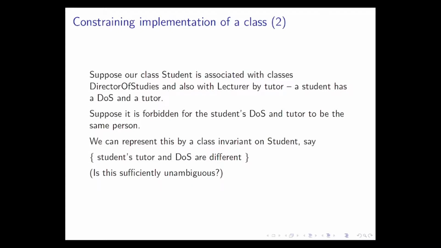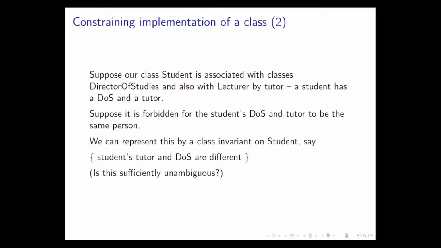We can also write class invariants that constrain the configuration of objects in the system. And the example we have here is that suppose we have a class Student which is associated with two different classes. One of them is director of studies and one of them is lecturer. And you should imagine that every director of studies is a lecturer.